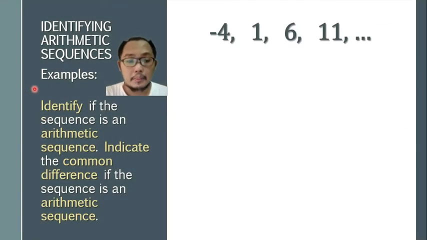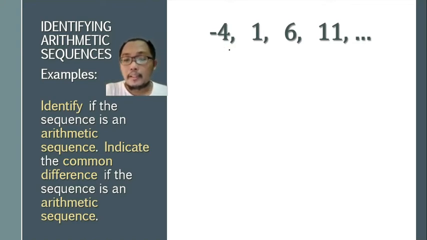Here are some examples. Our goal is to identify if the sequence is an arithmetic sequence, and we need to indicate the common difference if it is. Based on the definition, we must have a constant number being added to the preceding number so that we get the next succeeding numbers. We call that the common difference. So here we only need to check whether there is a common difference between the pairs of terms.